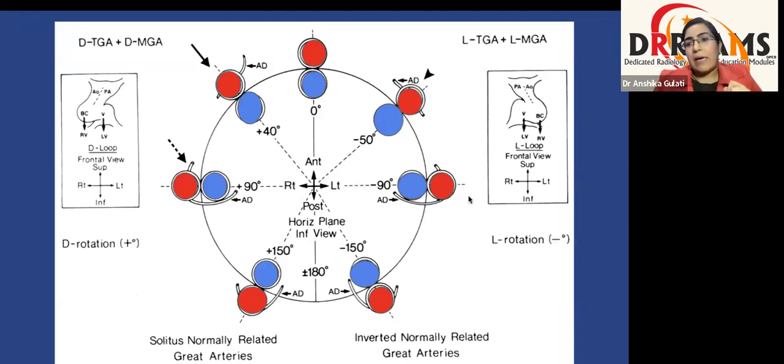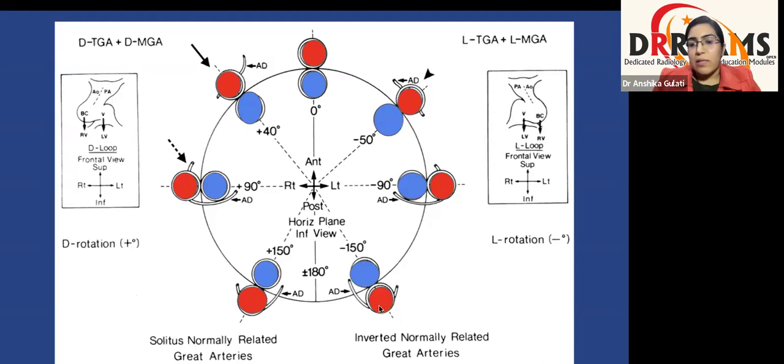And if, again coming back to the L loop, in this condition, if now the subaortic conus will resorb and the subpulmonic conus will grow, then the pulmonary artery will be pushed anteriorly again, but now it will be anterior and to the right, and aorta will be posterior and to the left.